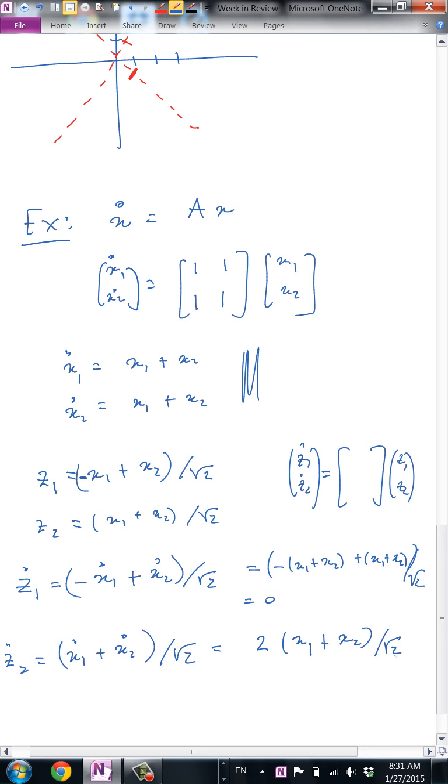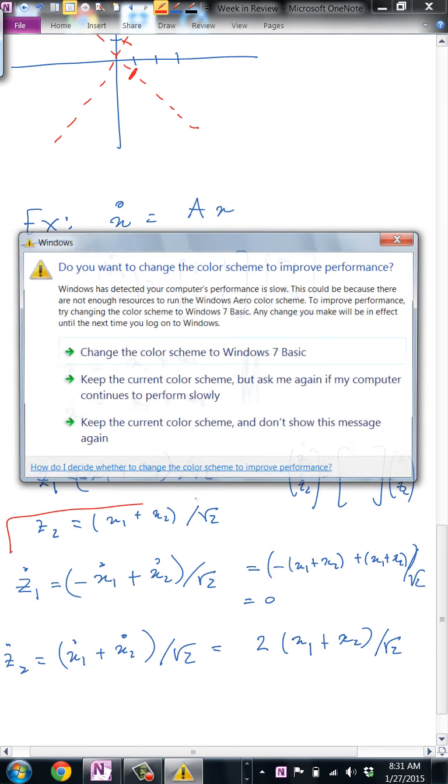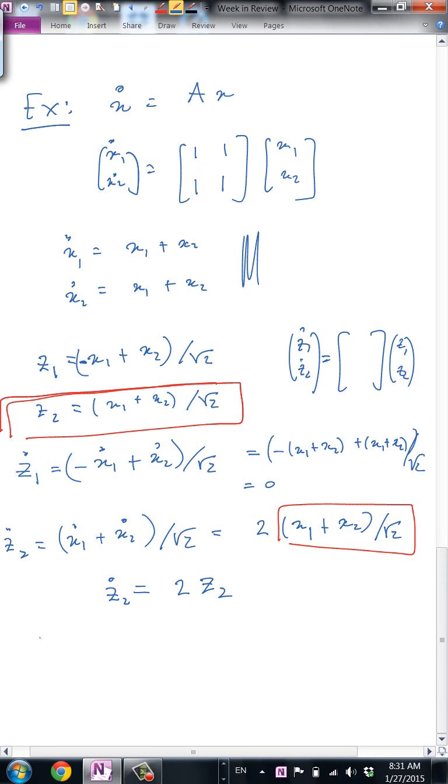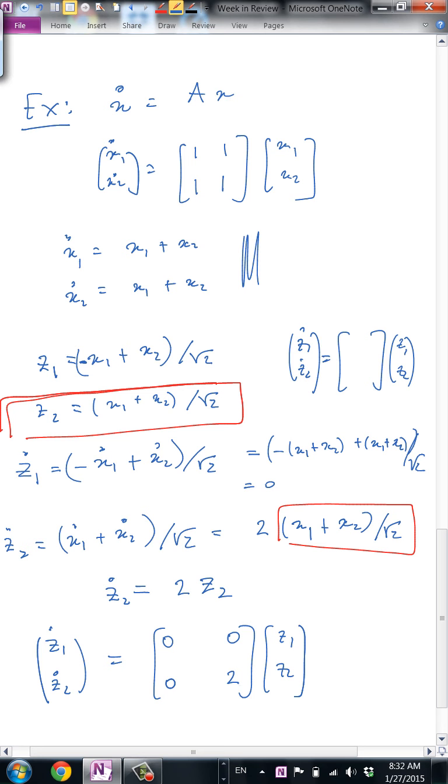But now I want to express this back in terms of z. But we see that z2 is equal to (x1 plus x2) over square root of 2, which is what I have sitting here. So this means that I have the equation z2 dot is equal to twice z2. So in other words, I have my representation z1, z2. So z1 dot is equal to 0 times z1 plus 0 times z2. z2 dot is equal to 0 times z1 plus 2 times z2.